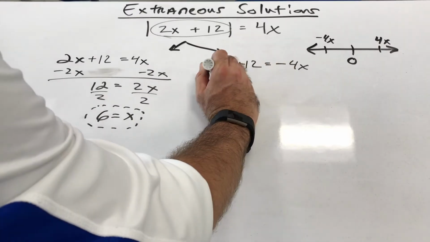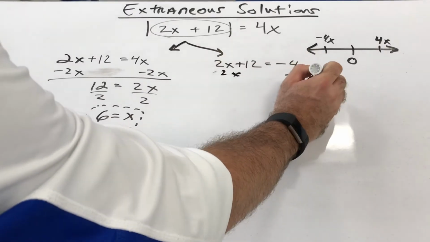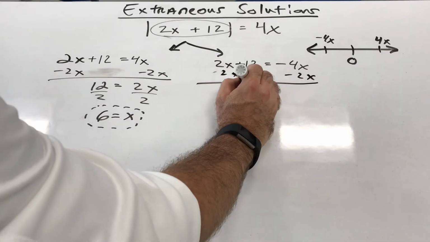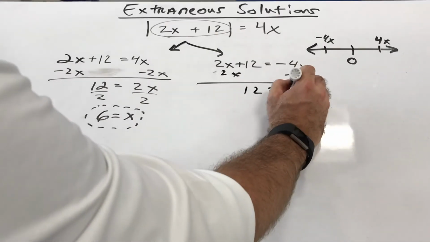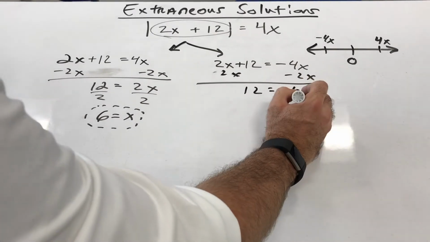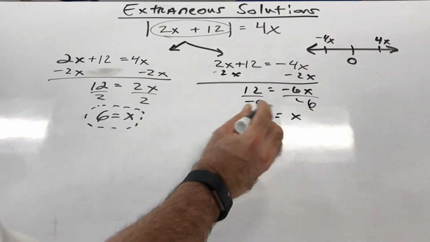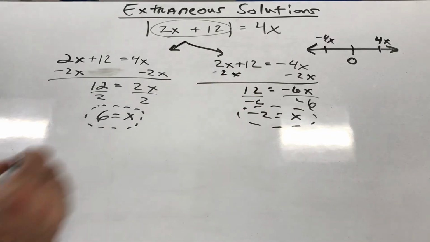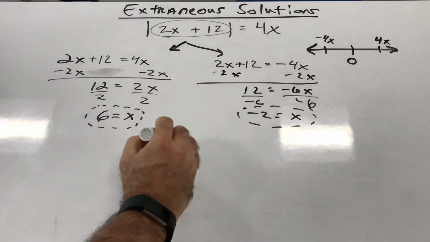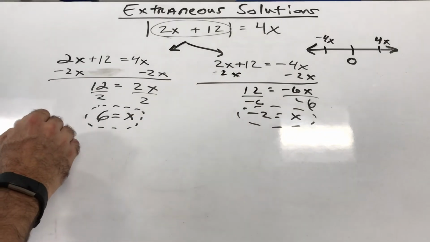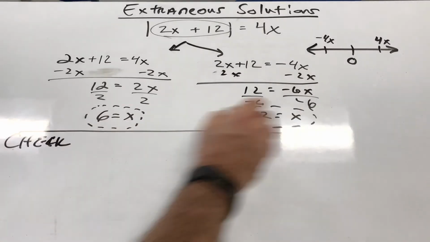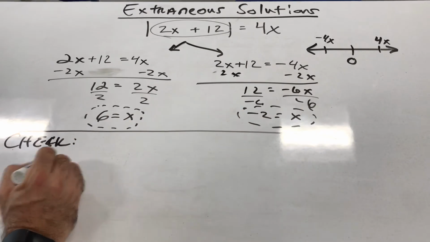So same thing. We're going to subtract 2x over here on the other possible solution. We get 12 equals negative 6x. Solving for x, we get x equals negative 2. So what we're going to do is check both of them. So we go back to the original problem.